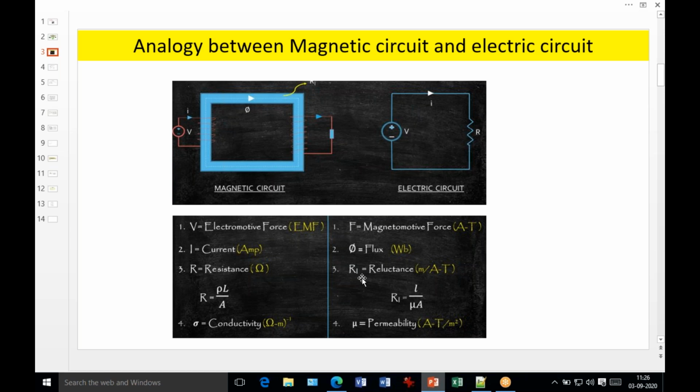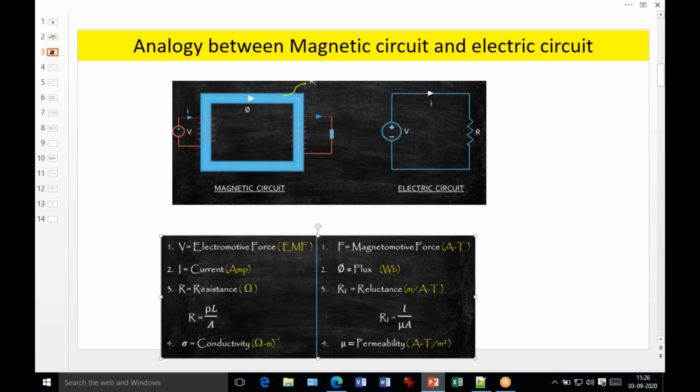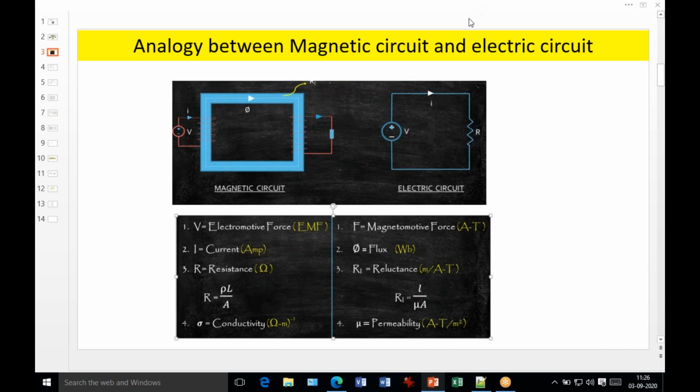So now we go for the architecture point of view. Just see here in this diagram. Okay, so here there are two diagrams. Suppose this is the one diagram. This is the diagram of a magnetic circuit and an electrical circuit. So now what I am doing is I correlate the parameters.